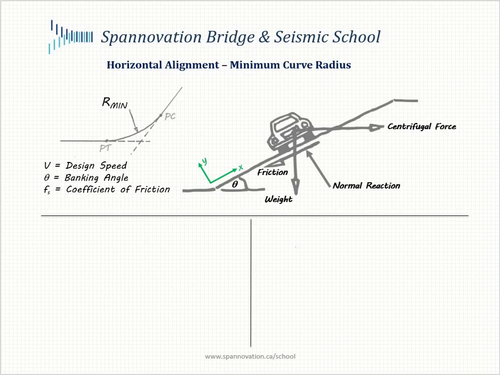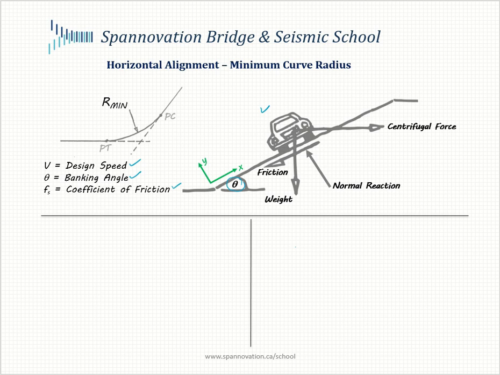This is a derivation of the minimum curve radius given the design speed, banking angle, and coefficient of friction. So I've got a vehicle that's traveling at a design speed v along the slope that's super elevated at an angle theta. Let's examine the native forces.